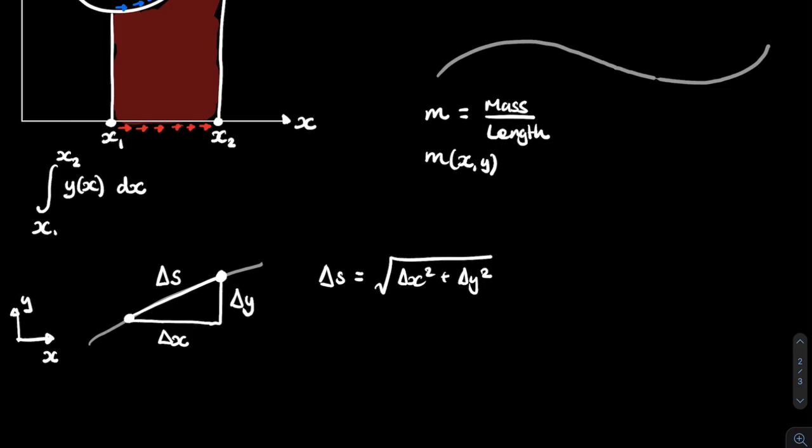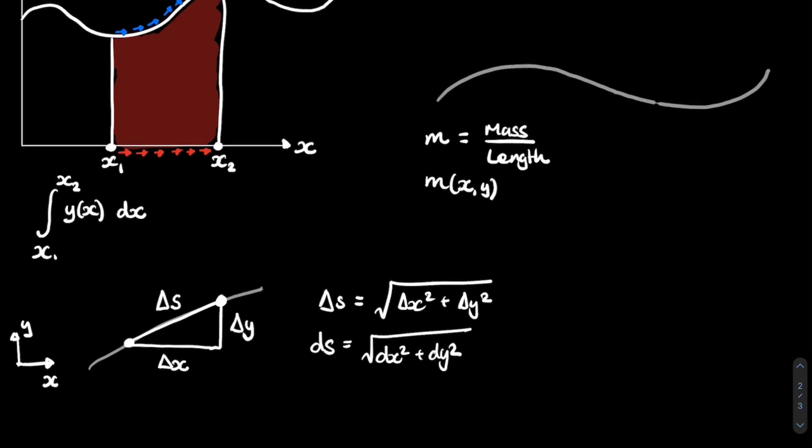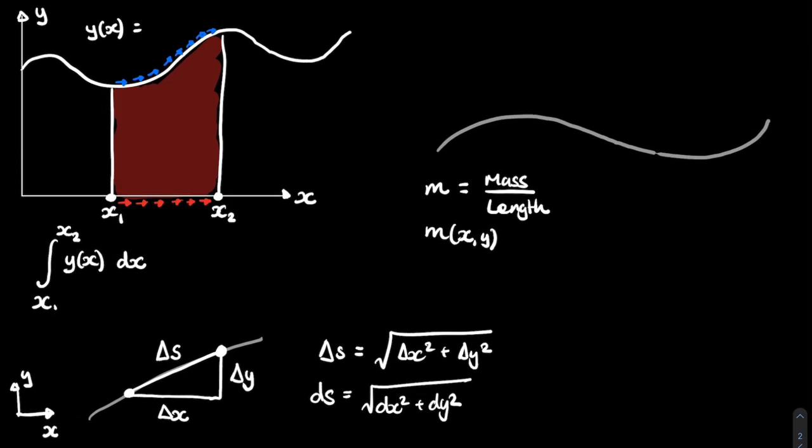Now, if we take the infinitesimal limit of this, so we zoom infinitely in on this wire, then we actually get the differential ds equal to (dx squared plus dy squared), all to the square root, or all to the power of 1/2. So that is what ds is. And so this is exactly the same as what I was talking about over here.